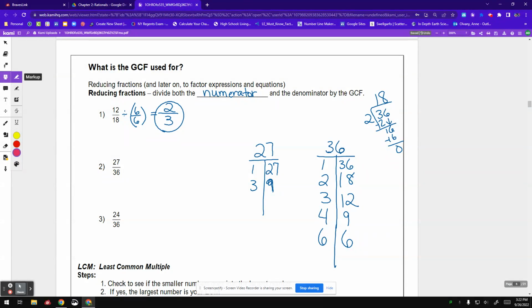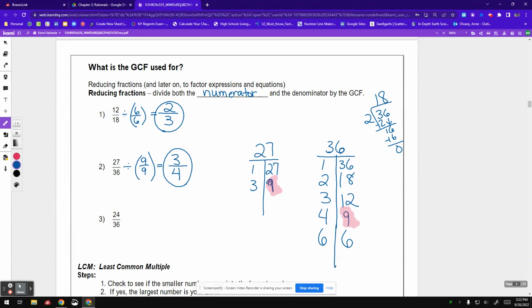So what do they have in common? They both have a 9 as their greatest common factor. So I'm going to divide this by 9/9. Again, that has a value of 1, so I can divide by it. 27 divided by 9 is 3, and 36 divided by 9 is 4.